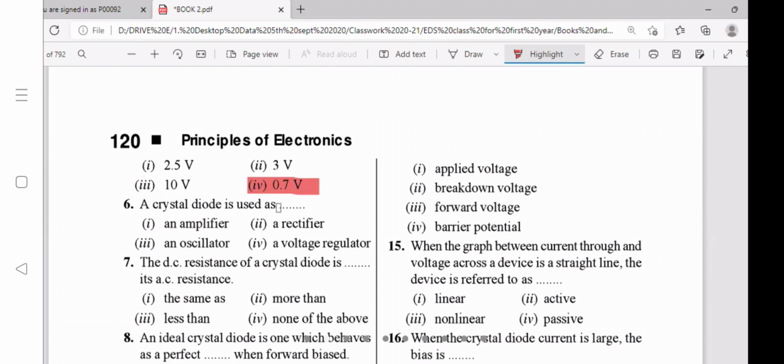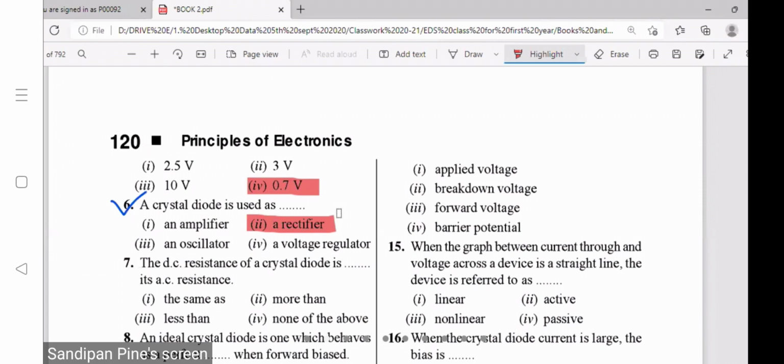A crystal diode is used as rectifier. We know that crystal diode application is rectifier. Zener diode application is voltage regulator. Amplifier is different thing, that is BJT and FET you use. Oscillator you use crystals. So crystal diodes, normal PN junction diodes, we generally use for rectifiers. There are three rectifiers: half wave rectifier, full wave bridge, and full wave center tap. We will teach in next classes. But rectifier is a circuit which converts from AC to DC. Already we told. So all the crystal diodes we use to design rectifiers.